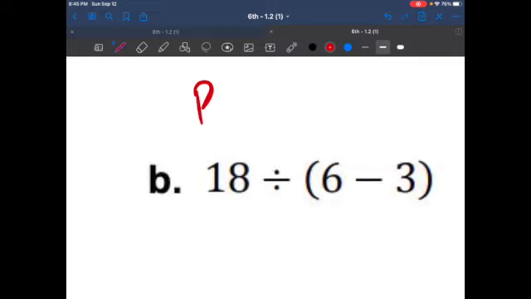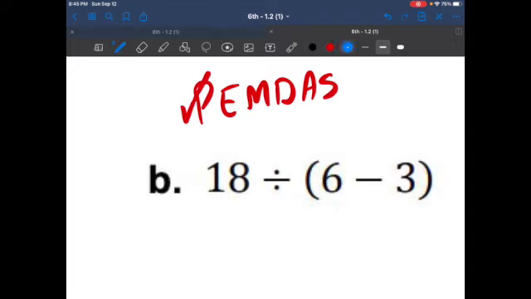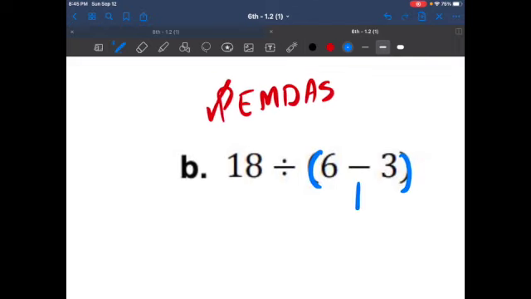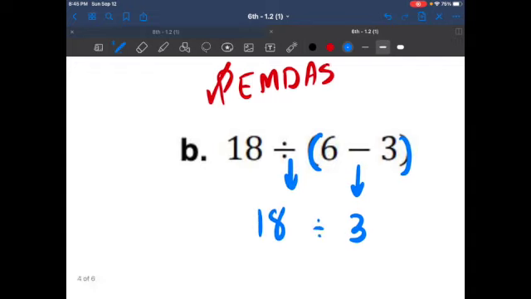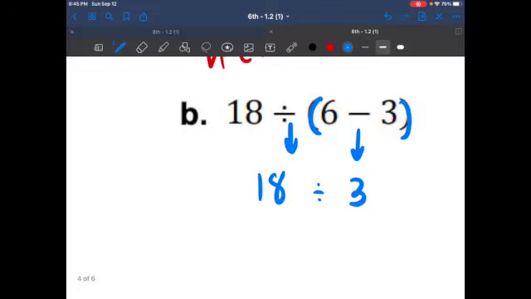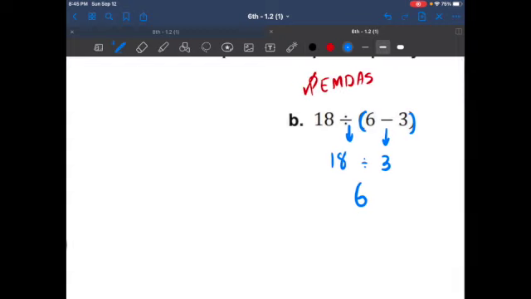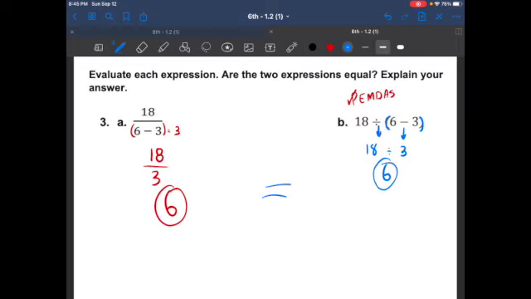So let's follow the rules of PEMDAS. Do we have any parentheses? Yes, we do. So let's do that first. So we have 6 minus 3. And what's that going to give us? 6 minus 3 gives us 3. Please don't forget to rewrite the problem. So now you have 18 divided by 3. And what's that going to give us? 18 divided by 3 gives us 6. So does 6 equal 6? Yes, it does. So these problems are equal to each other. These expressions are equal to each other.